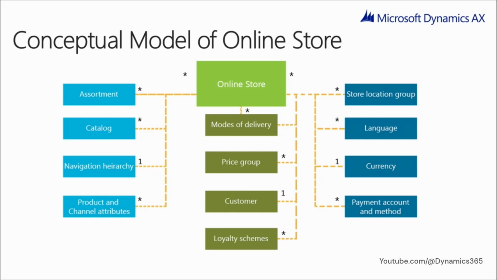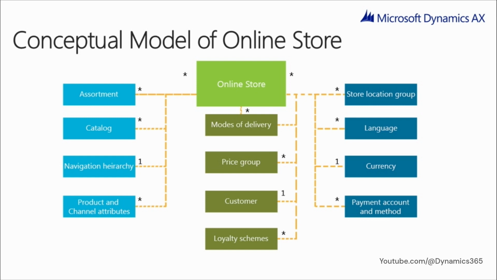So if you see here, an online store is mapped with different sets of data which come from AX to SharePoint. First, we need to configure each and every set of data which is required to have an online store up and running. Each data item is associated with the online store through different relationships. For example, an assortment would have a many-to-many relationship to an online store. Similarly, for every online store, you may have only one navigation hierarchy configured for it.